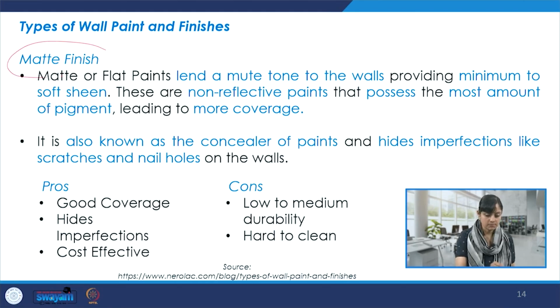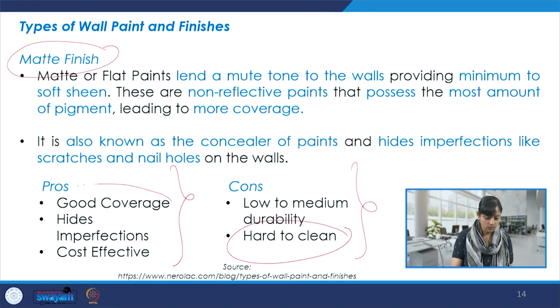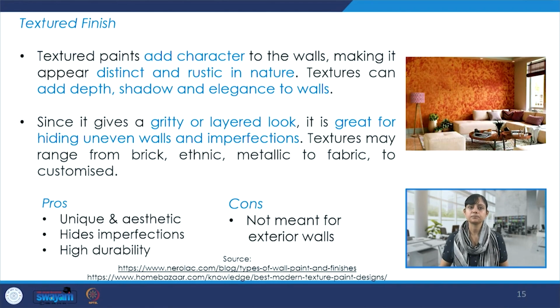So there is this matte finish. So matte or flat paints, they lend a mute tone to the walls, and they provide sort of a minimum to soft sheen. And they are non-reflective paints. They possess the most amount of pigment, leading to more coverage. And they are also known as concealer paints because they hide imperfections. So there are some advantages and disadvantages over there, like they are hard to clean while they provide good coverage. So we have to pick and choose accordingly.